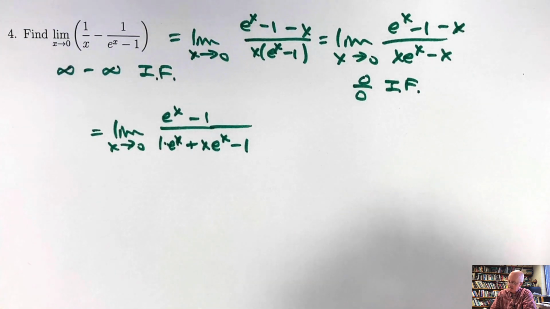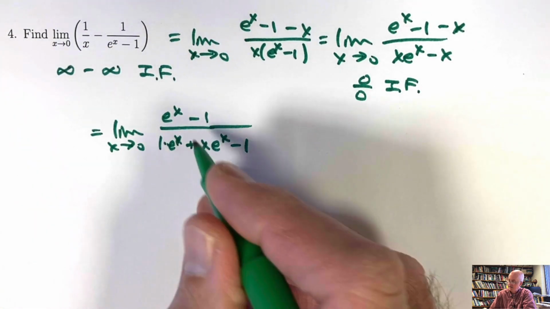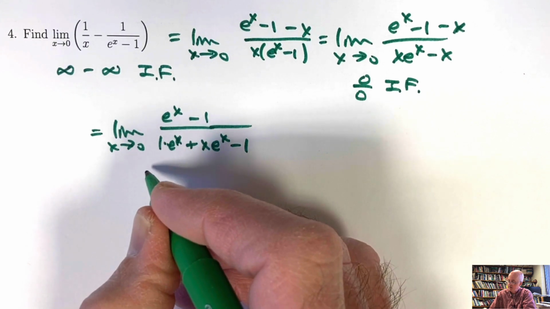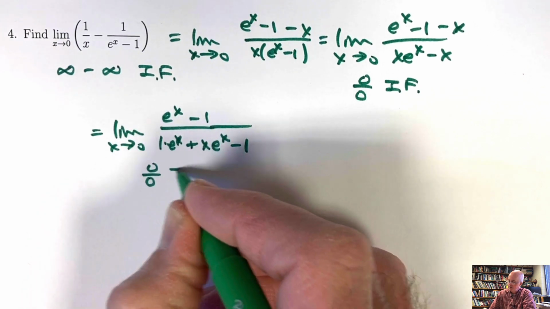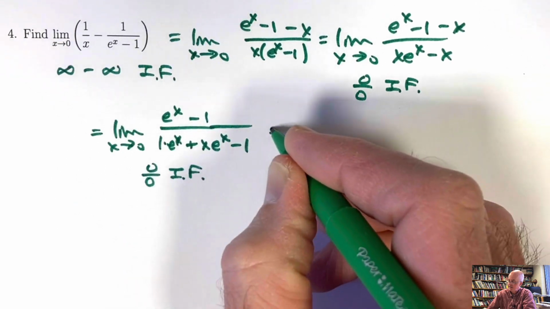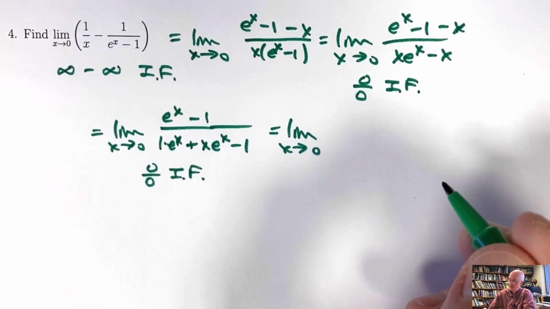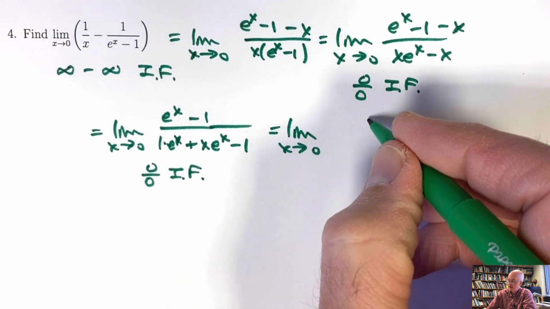This is still an indeterminate form. Plug in 0. The top is 0. The bottom is 0, because e to the 0 is 1. This is still a 0 over 0 indeterminate form. Let's try L'Hopital's rule again. It's possible that maybe we'll never stop, and so it's not helpful, but let's see what happens.